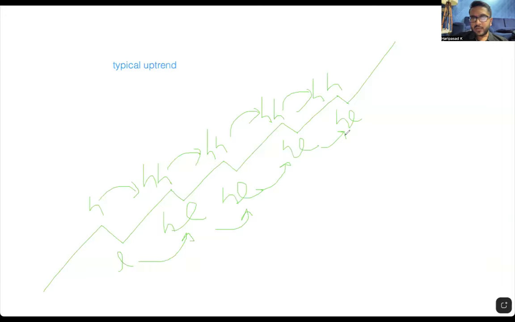A typical uptrend in simple terms is what we refer to as a combination of higher highs and higher lows, as simple as that. Now, vice versa with the case of a downtrend.